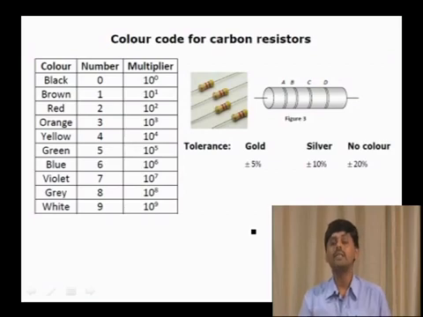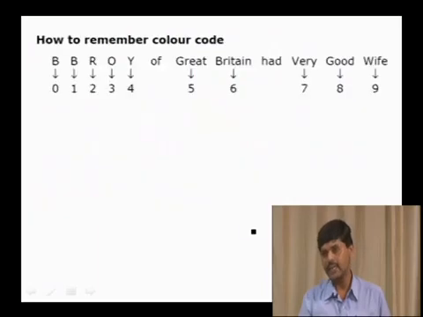How do you remember this list of colors? We have one sentence for that: B.B. Roy of Great Britain had a very good wife. This is the sentence to remember all the colors. The first color is black 0, brown 1, red 2, orange 3, yellow 4, green 5, blue 6, violet 7, grey 8, white 9. Like that, we remember the colors, and we can easily calculate the color code for any resistor.